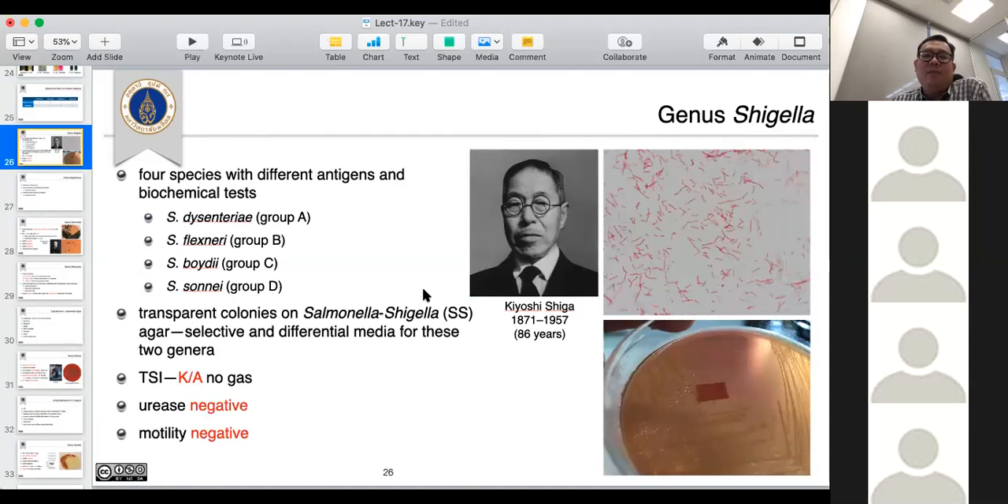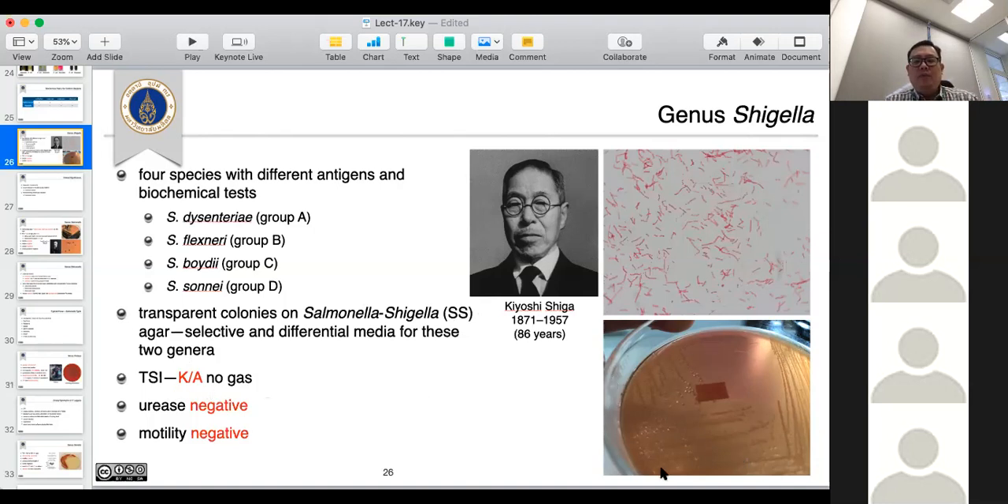Shigella is named after Kiyoshi Shiga, the doctor who observed Shigella. Shigella is grown on SS agar, which is a selective media and also a differential media. Selective because this media allows just Salmonella and Shigella to grow, but only a few other species can grow on SS agar. Mostly these two species. They are TSI alkali over acid but no gas. Okay. Shigella is K/A, no gas.